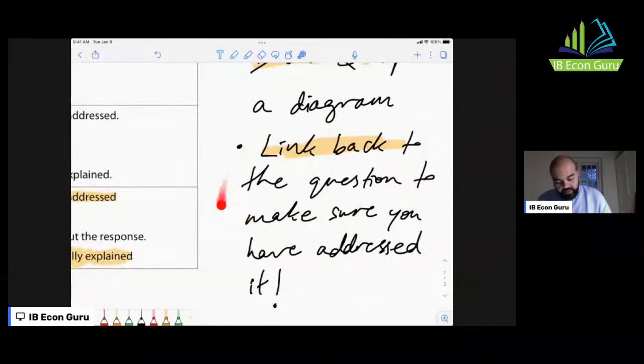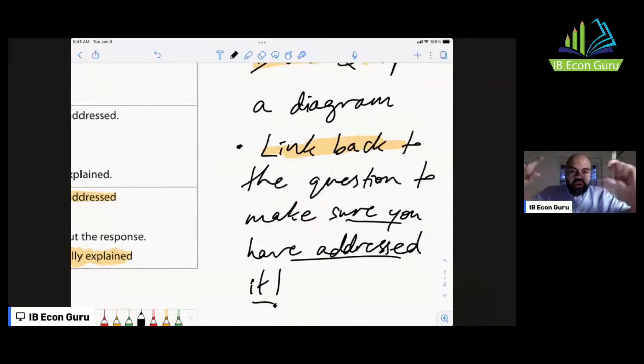And this is the most important part. It's not just enough to define key terms, explain theory, and draw a diagram. You need to make sure you've actually linked back to the question. Some IB economics students that I've had in the past would look at the question, see, oh, negative externalities of consumption, and then just write everything they know about negative externalities of consumption and draw a diagram, but they didn't really link back to the question. They haven't really addressed the demands of the question.